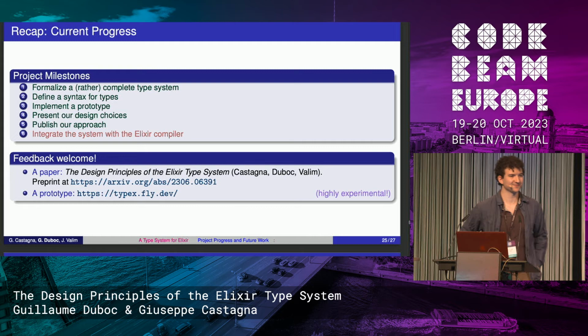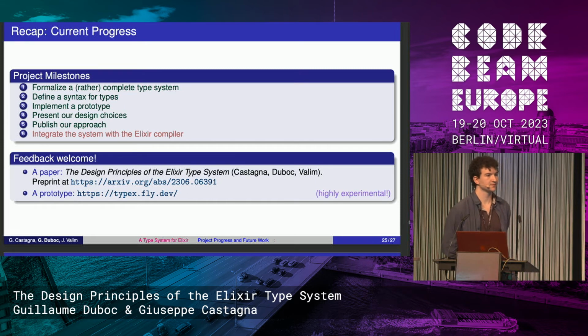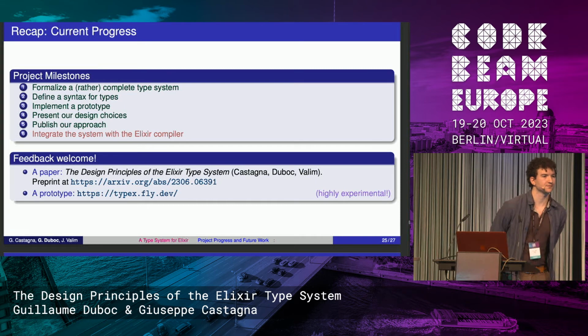Thanks so much, Guillaume. Questions? Yeah. So as far as I understand, inference does not result in a unique type for an expression, but you can have, for example, a more broad union type or a more precise intersection type. How do you decide which kind of type you want to be inferred?